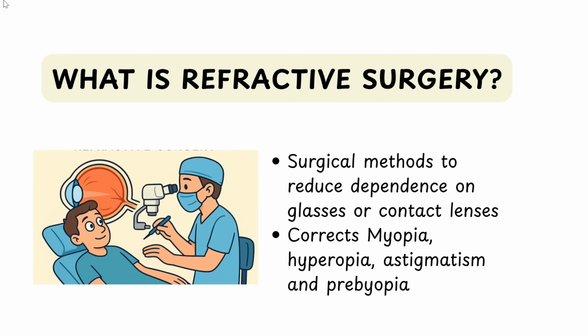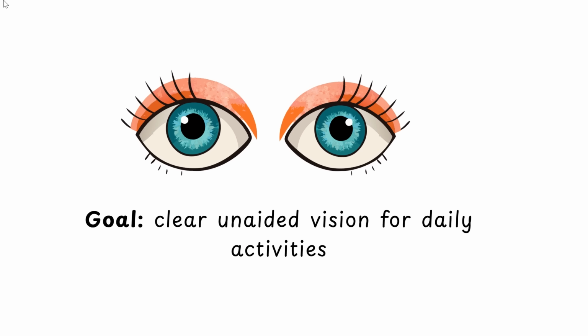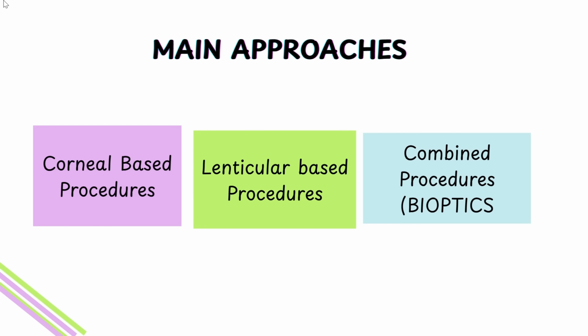So what is refractive surgery? Refractive surgery simply means the surgical correction of refractive errors, that is myopia, hyperopia, astigmatism and presbyopia. The goal is not perfection. The goal here is to reduce dependence on glasses and contact lenses so that everyday tasks can be done comfortably without external correction. All refractive procedures fall into three broad categories, as shown in this slide.